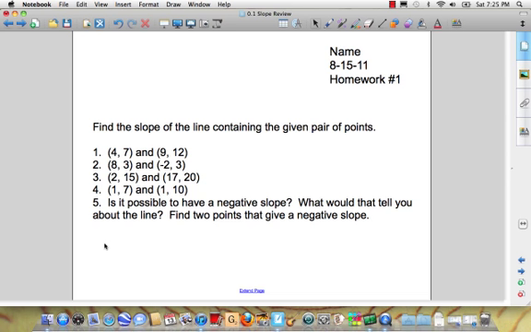Okay, so that's it for your slope review. Pause the video if you need some time to copy down these problems. Otherwise, that's it. Please have these done by the time you come to class tomorrow, and we'll go over it then.